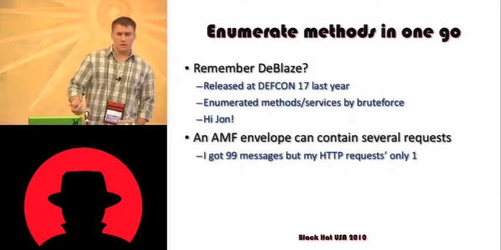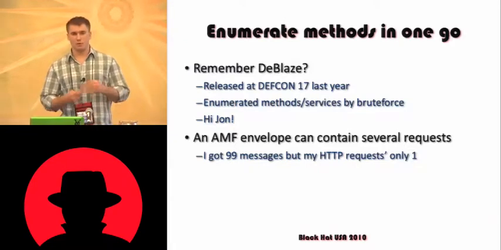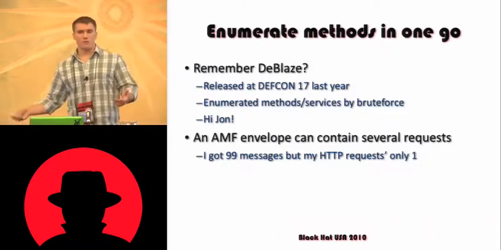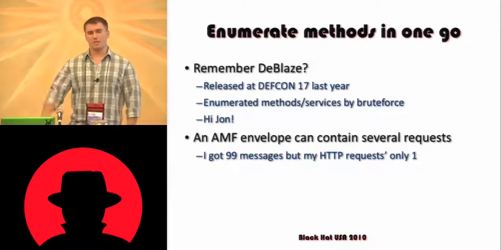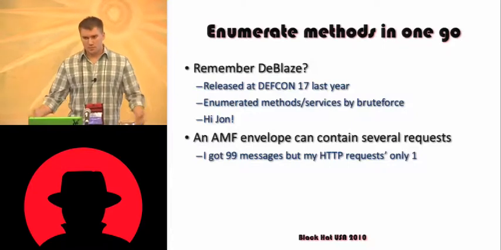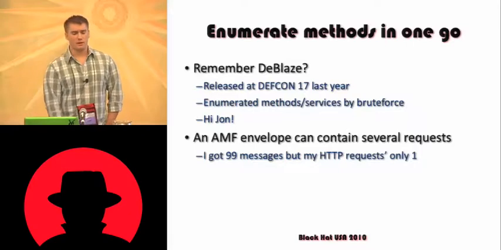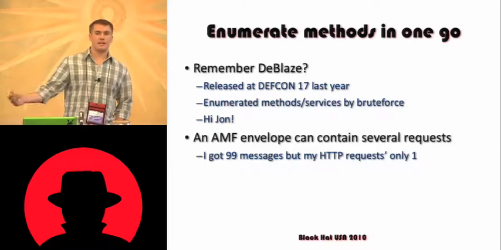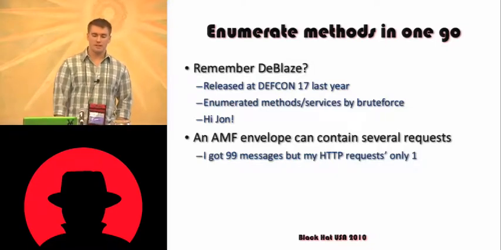One of the things that I noticed diving into Flex is an AMF envelope can contain multiple AMF requests. So I just thought, hey, why not just stuff all those AMF requests in one? And I could just do all that enumeration in just one HTTP request. So that's one of the cool things I did, as well as assess the entire Flex app in one HTTP request. So you could fuzz the entire app. Hopefully it doesn't break halfway through your request. But it's one of the things you could do really easily with a couple lines of Python.